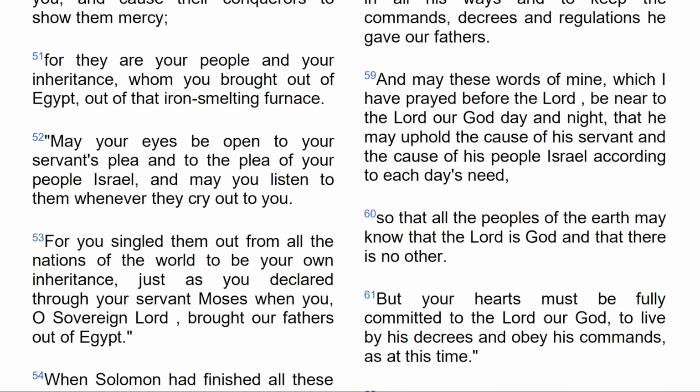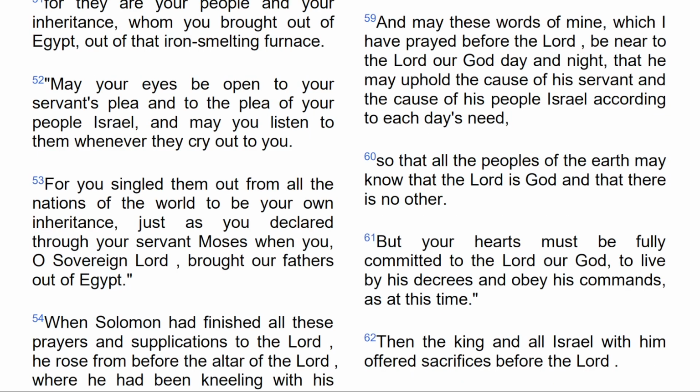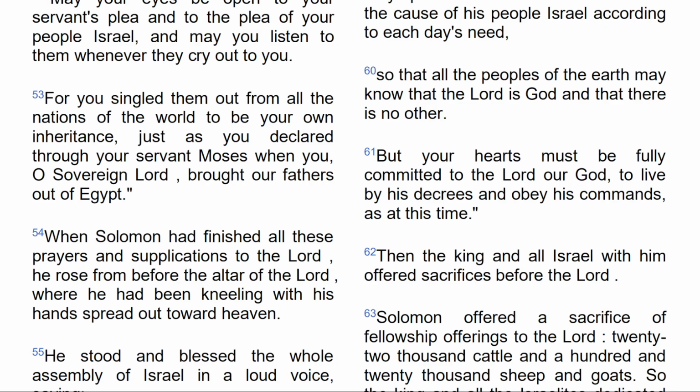And may these words of mine, which I have prayed before the Lord, be near to the Lord our God day and night, that he may uphold the cause of his servant, and the cause of his people Israel according to each day's need, so that all the peoples of the earth may know that the Lord is God, and that there is no other. But your hearts must be fully committed to the Lord our God, to live by his decrees and obey his commands, as at this time.